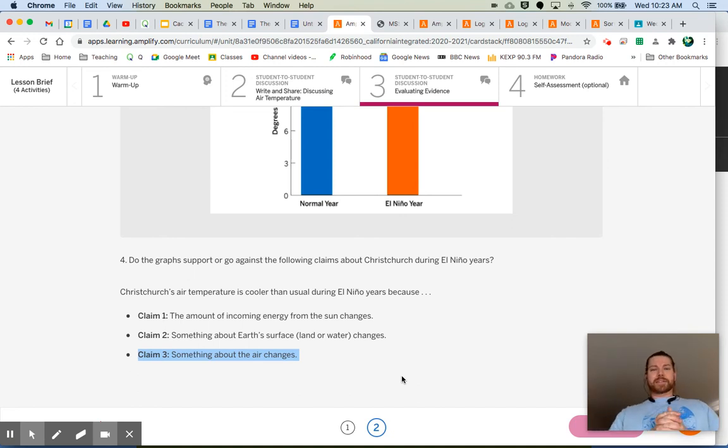But we can definitely say claim number 1 seems like it is not supported. Claim number 2 definitely seems like it is supported based on this evidence that we have right here. And claim number 3, I think we still have some investigating to do.